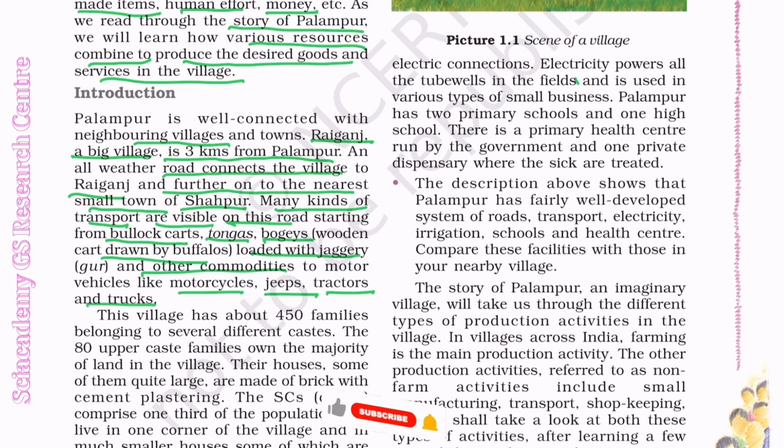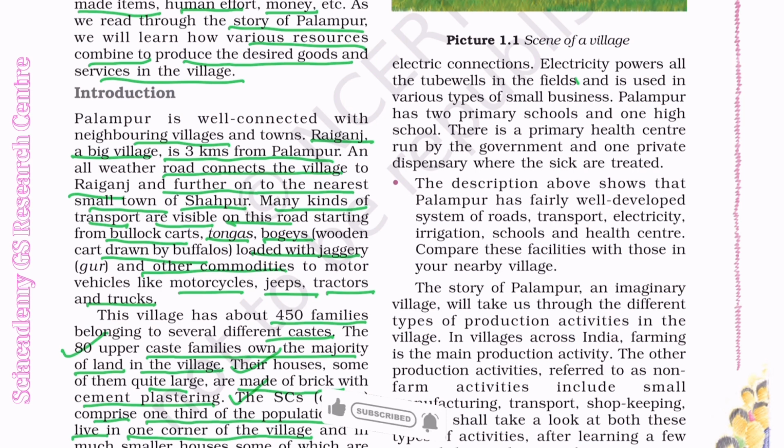This village has about 450 families belonging to several different castes. The 80 upper caste families own the majority of land in the village. Their houses, some of them quite large, are made of brick with cement plastering. The SCs, that is Dalits, comprise one third of the population and live in one corner of the village and in much smaller houses, some of which are of mud and straw.